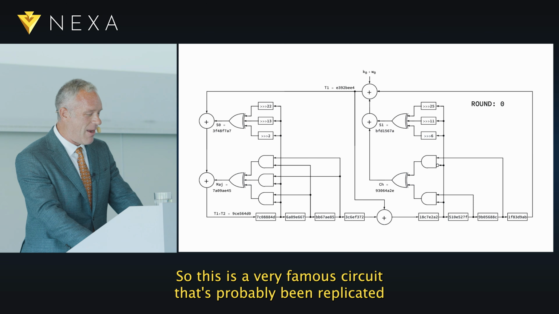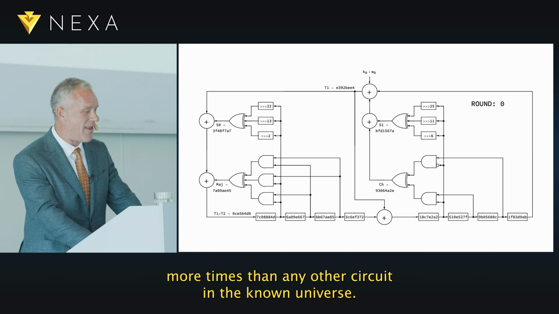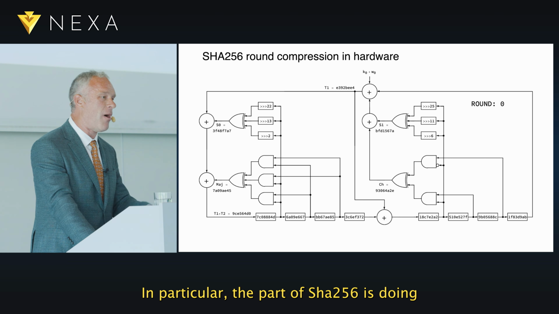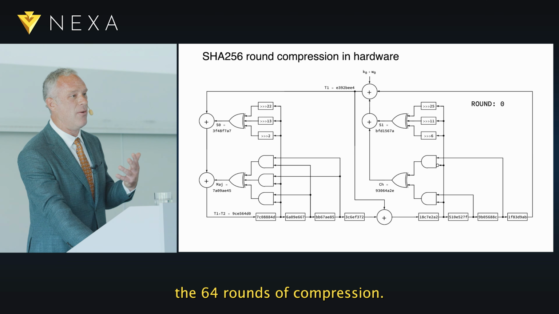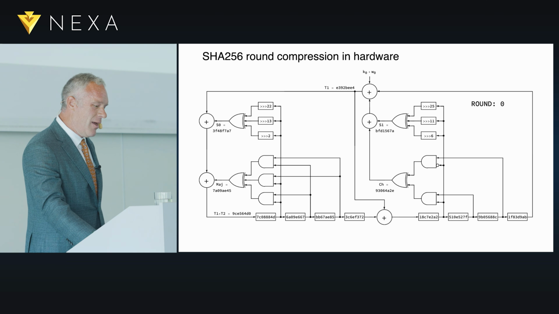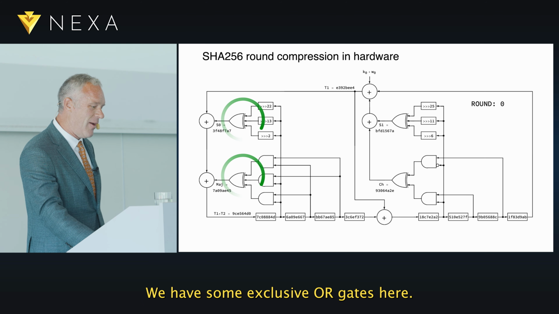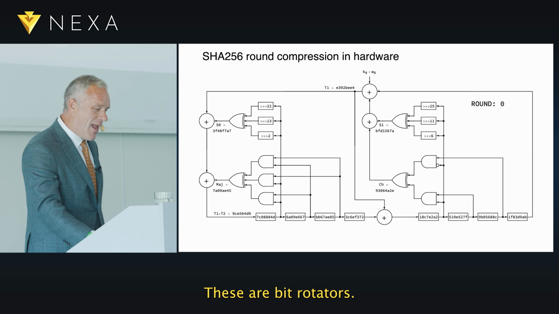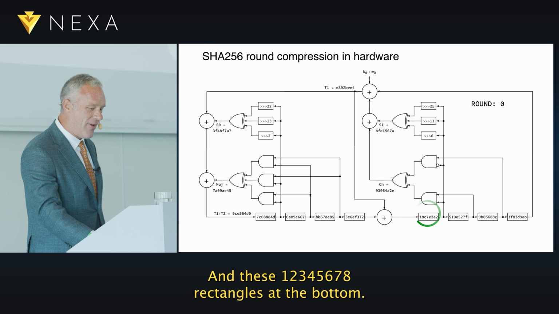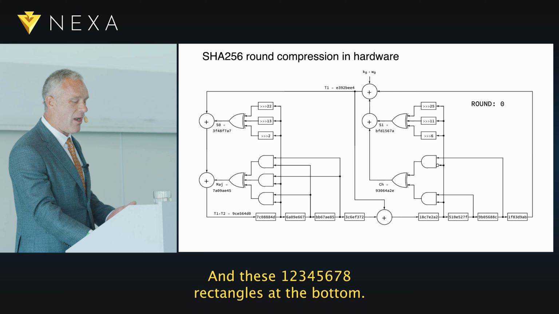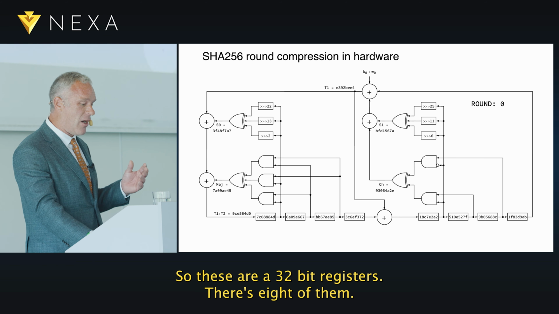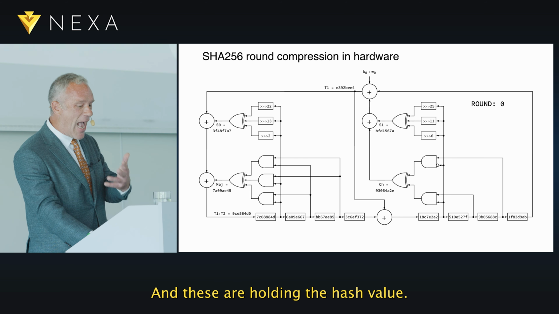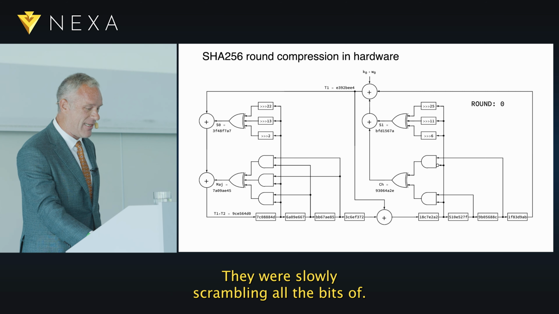So this is a very famous circuit that's probably been replicated more times than any other circuit in the known universe. It is SHA-256. In particular, the part of SHA-256 that is doing the 64 rounds of compression. So we have some AND gates here. We have some exclusive OR gates here. We have some adders. These are bit rotators. And these 1, 2, 3, 4, 5, 6, 7, 8 rectangles at the bottom, these are registers. So these are 32-bit registers. There's 8 of them, so 256 bits in total. And these are holding the hash value that we're slowly scrambling all the bits of.